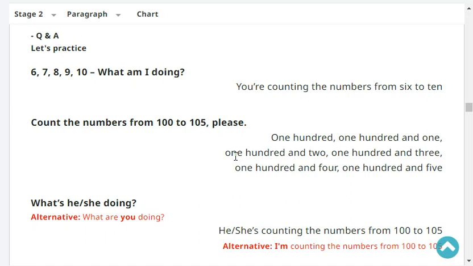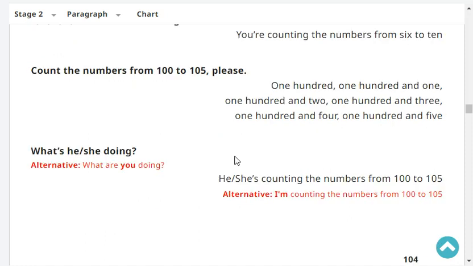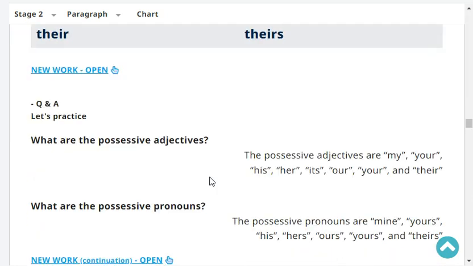Count the numbers from 100 to 105, please. 100, 101, 102, 103, 104, 105. What are you doing? I'm counting the numbers from 100 to 105. Very good.